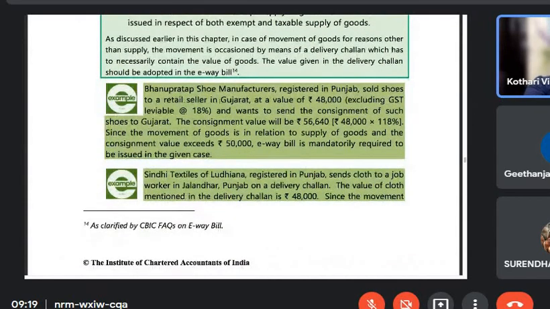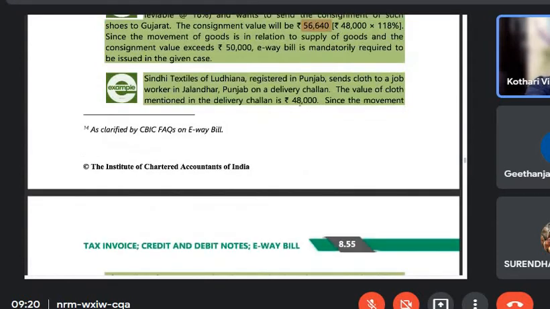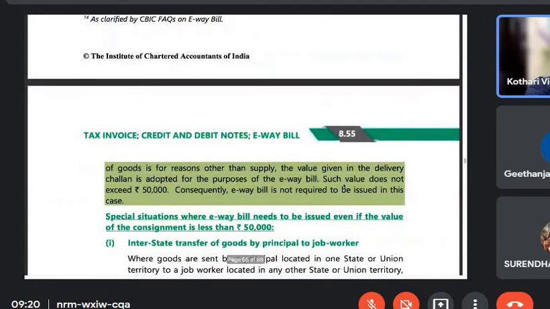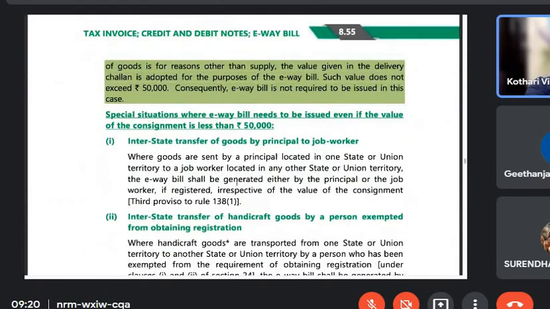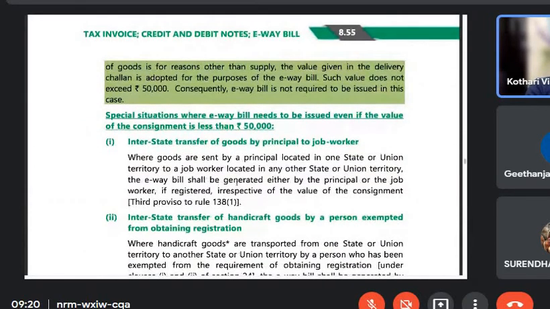So Banu Pratap, a shoe manufacturer registered in Punjab, sold shoes to a retail seller in Gujarat of value 48,000, levied at the rate of 18%. He wants to send the consignment. For how much value is it? 56,000. More than 50,000? Yes, e-waybill is mandatory. Now if the cloth value is 48,000 with no tax, then e-waybill is not required since it is less than 50,000. But if he wants, he can generate an e-waybill.